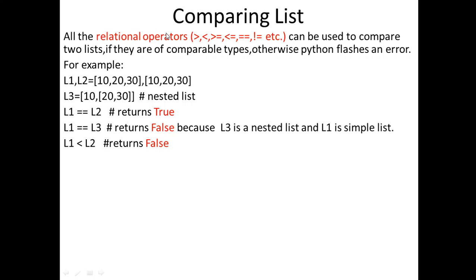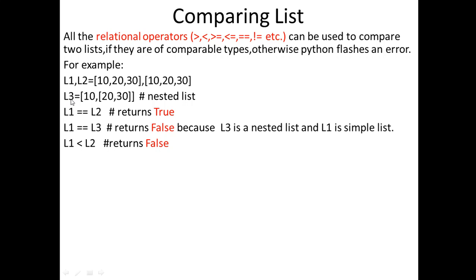What you need to take care of is that it can be used to compare two lists only if they are of comparable types. If you compare a string list with an integer list, then Python flashes an error. If you have two lists which you want to compare, both lists should have either string type, float type, or integer type. So here I have taken two lists. Both lists have integer values, 10, 20, 30 and 10, 20, 30.